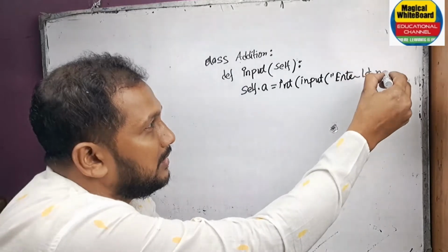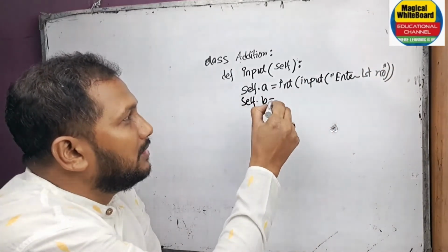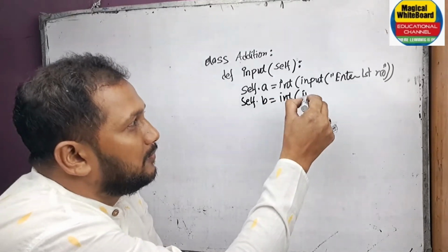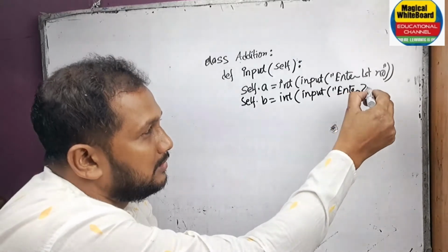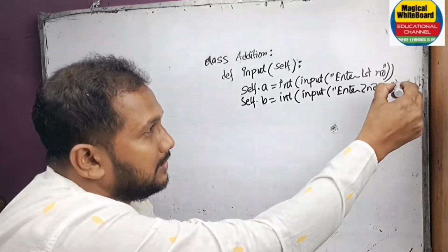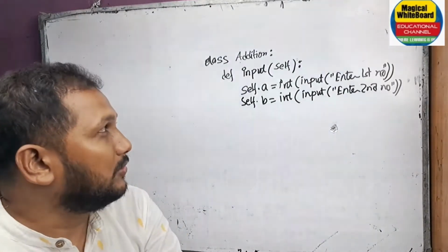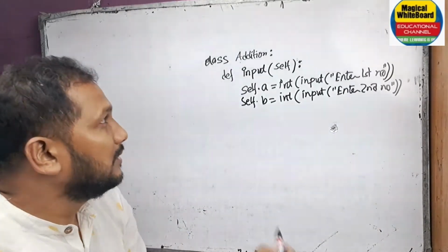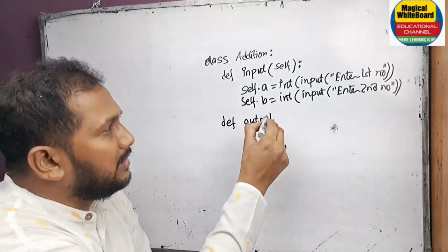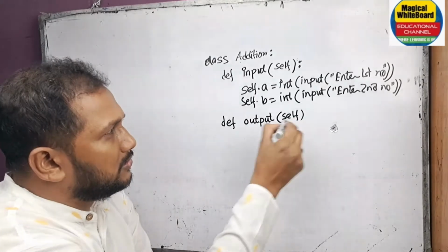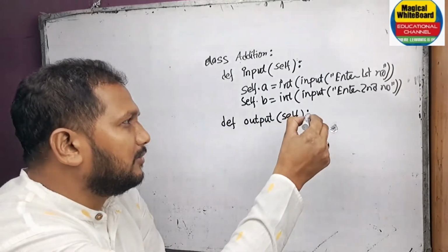Enter first number. Then self.b equal to int(input("enter second number")). So these are the two variables that are stored as integers a and b. Now the next function is def output. You can create any name here. Output is the next function.